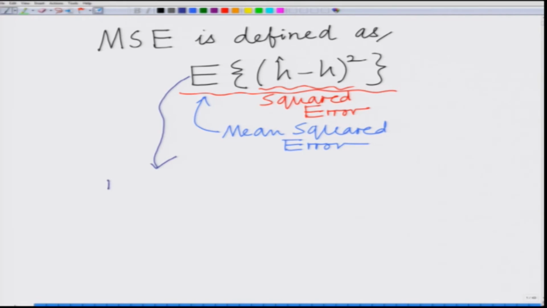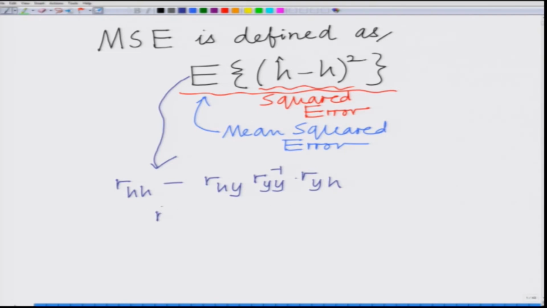We have shown that the mean squared error of estimation is equal to R_HH minus R_HY into R_YY inverse into R_YH. So this is the general expression for the mean squared error of estimation.